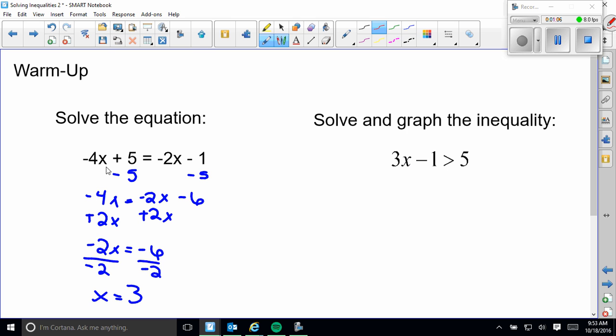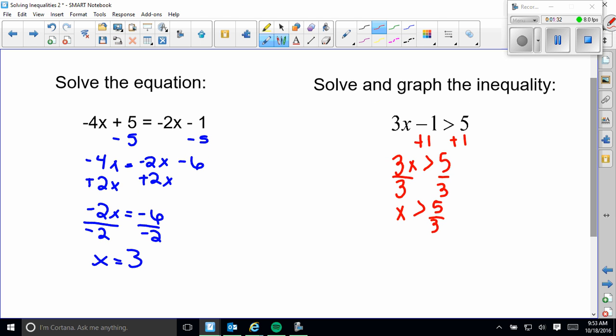Over here on the inequality, we would add 1. Notice, since we just added a number, the inequality sign stays the same direction. Here we're going to divide by 3. Once again, since we divided by a positive number, our inequality sign will not change, okay? Here we're going to go ahead and graph it.